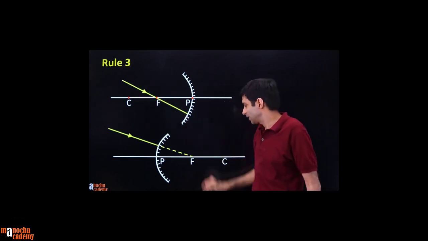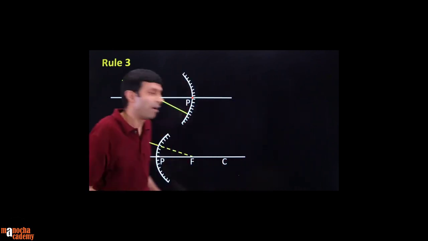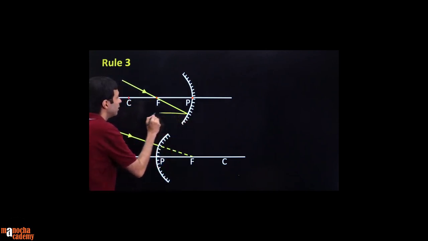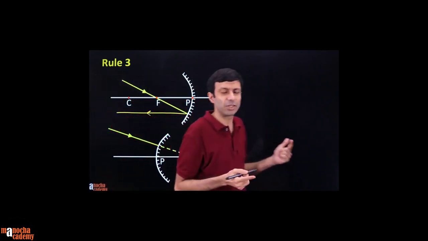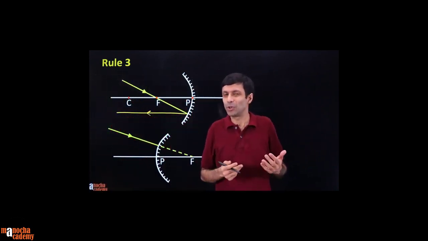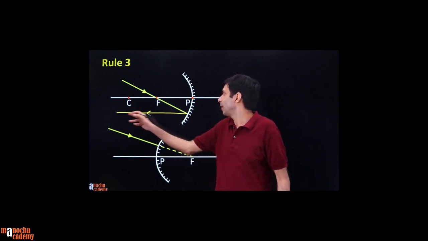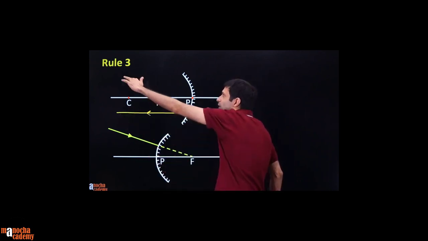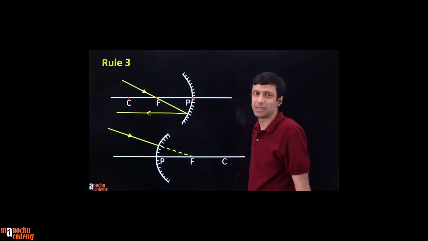The ray of light passing through the focus, after hitting the mirror, is going to become parallel to the principal axis, right? So basically rule 1 and rule 3 are reverse of each other. Why? Because of reversibility of light. Light will just reverse its path. So if you draw a parallel ray, it will pass through the focus. If you make the ray pass through the focus, it will reflect off and become parallel to the principal axis.